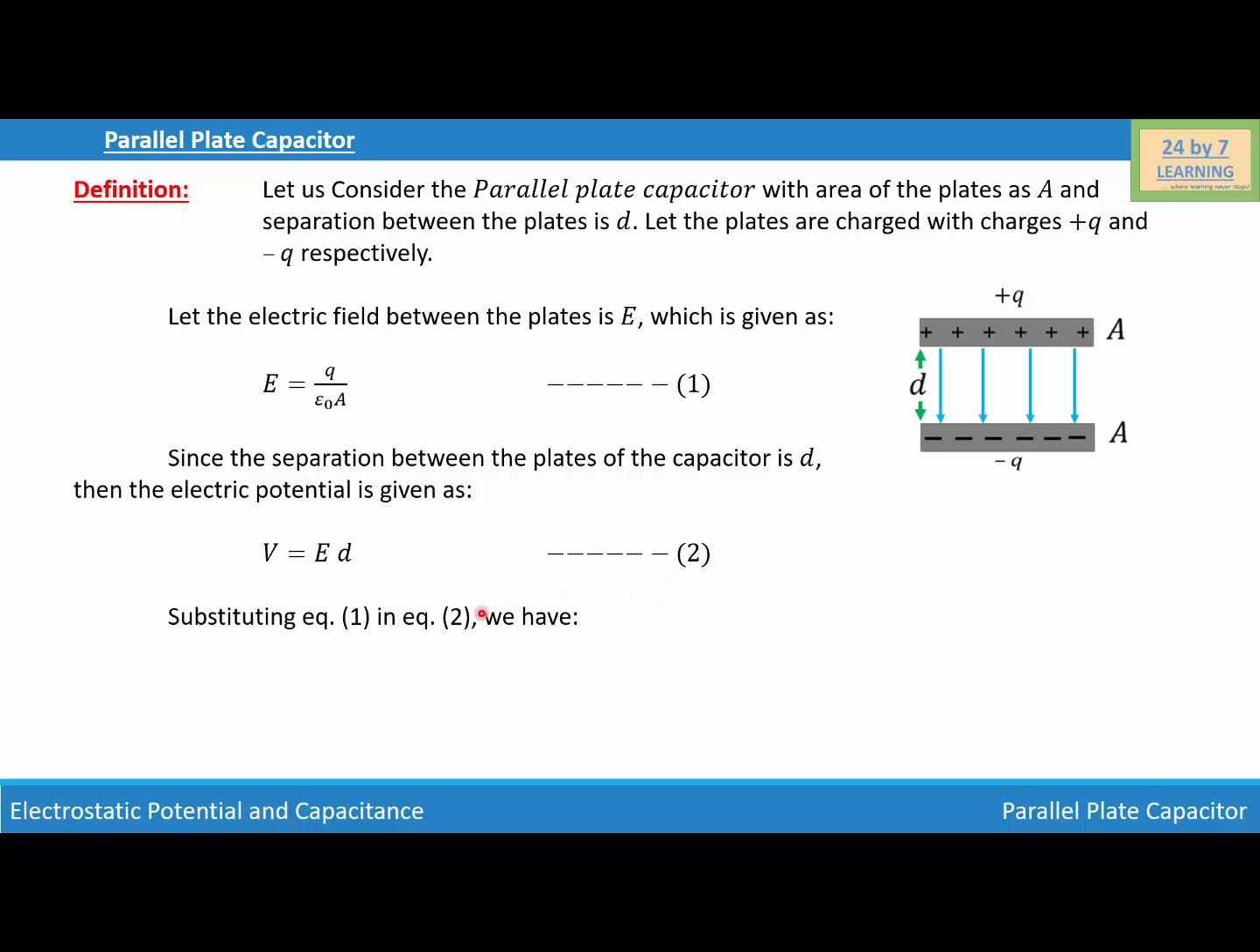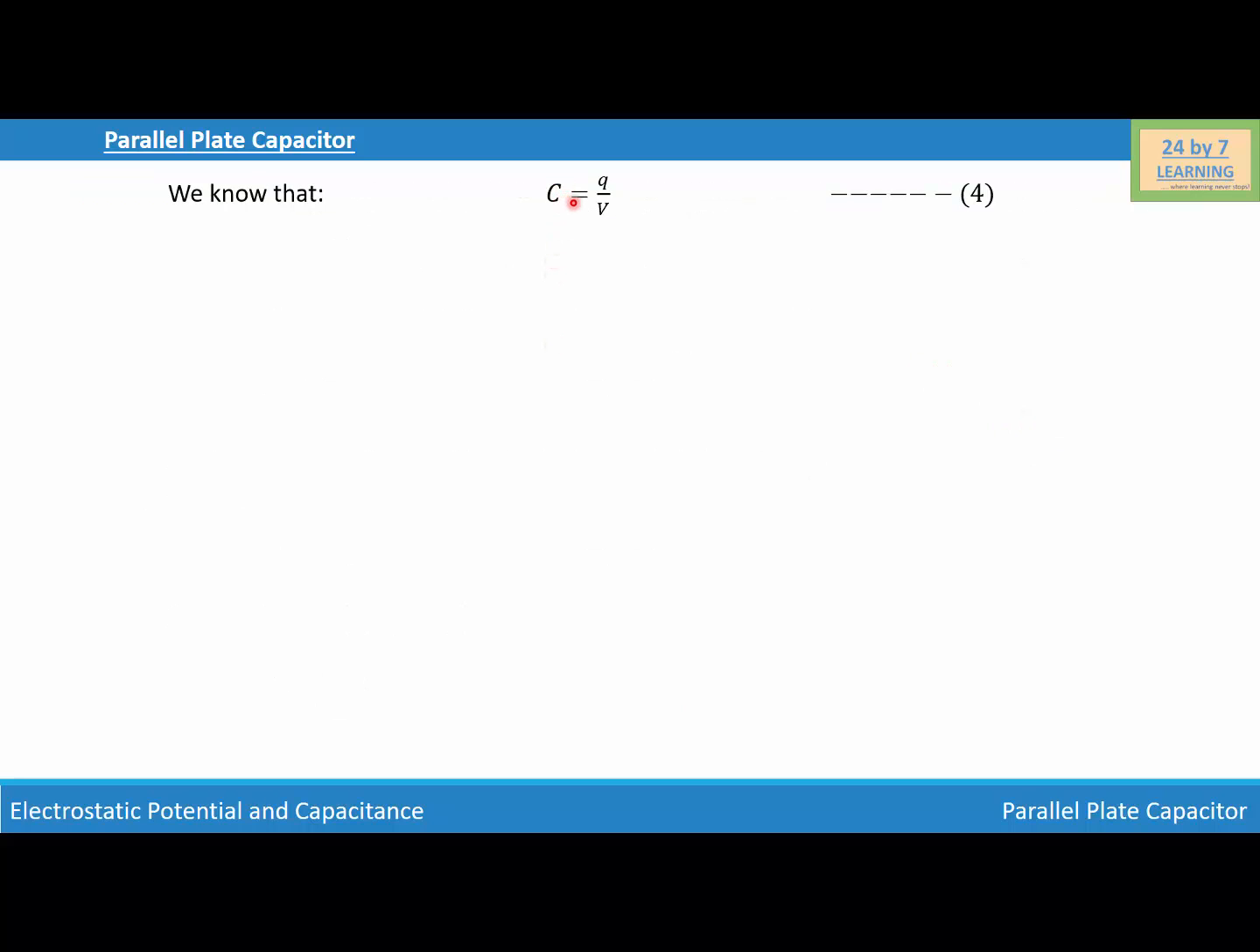Now let's substitute equation 1 in equation 2. My equation 1 is here and equation 2 is V is equal to ED, and if we do that we will write V is equal to E, which is Q over epsilon 0 A, times D, and let this be our equation number 3. We know that C is equal to Q over V, and now let's substitute the value of V in this equation. So substituting the value from equation 3 to equation 4, we have C is equal to Q over epsilon 0 A times D.